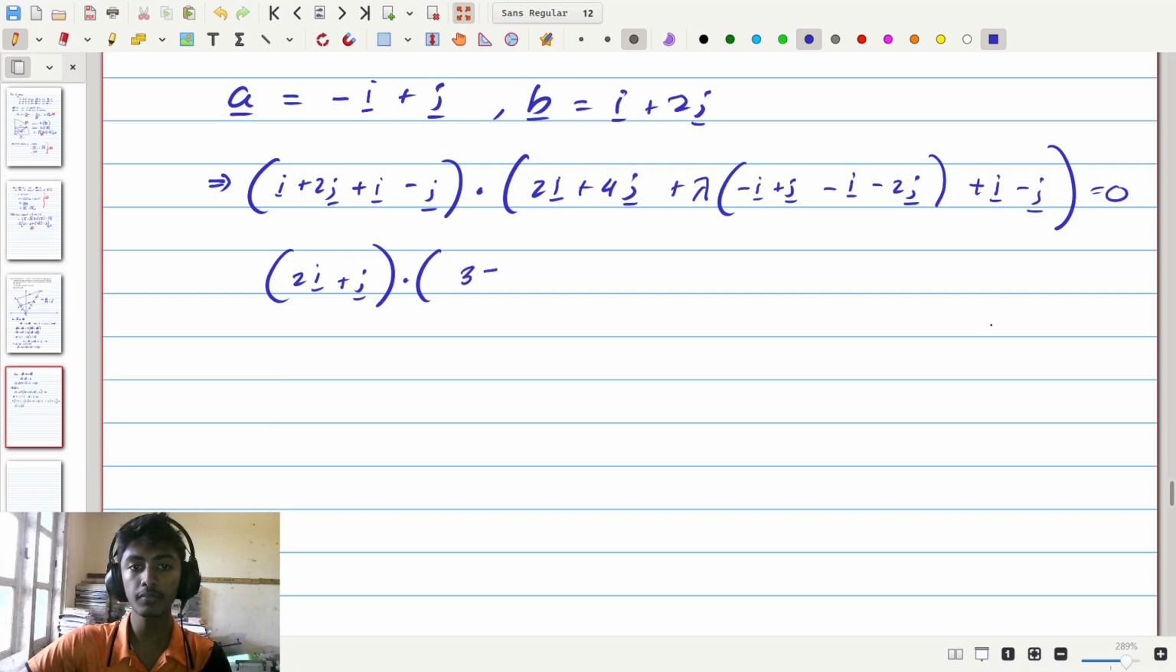which means we have in total of I components 3 minus 2 lambda I vector, and in terms of J components on the outside we have 4J minus J, which is 3J, so we have 3 on the outside. Inside we have J minus 2J, which is going to become minus J, so we have minus J times lambda, which means in total we have plus 3 minus lambda J vector component, and that's all equal to 0.